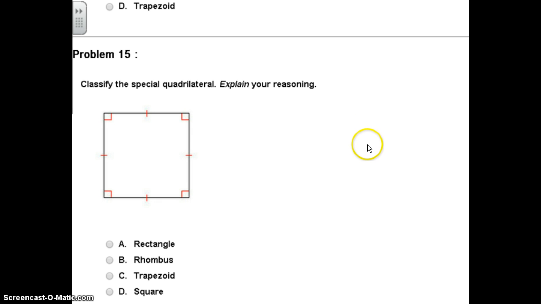So you can just write down all the answers for 1 through 15 if you want. If you want to go ahead and print out the e-workbook from online, you can do that as well, whatever you're most comfortable with.